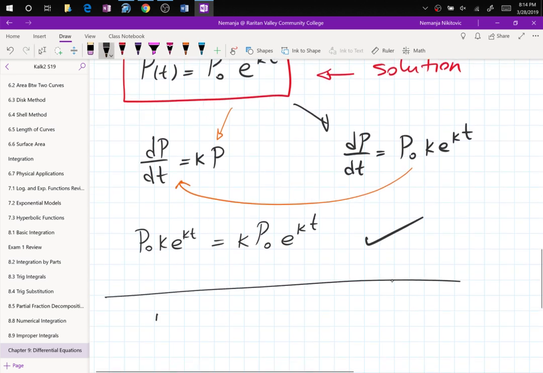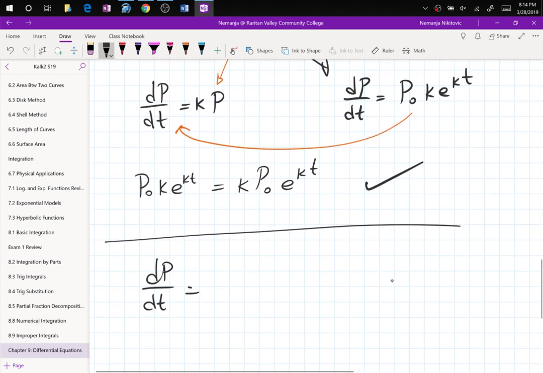This differential equation, dp dt equals kp, is known as linear. It does not contain sine of p. It does not contain p squared. It does not contain p times the derivative. So it's linear. P to the first power, derivative to the first power. So that's what means it's linear.